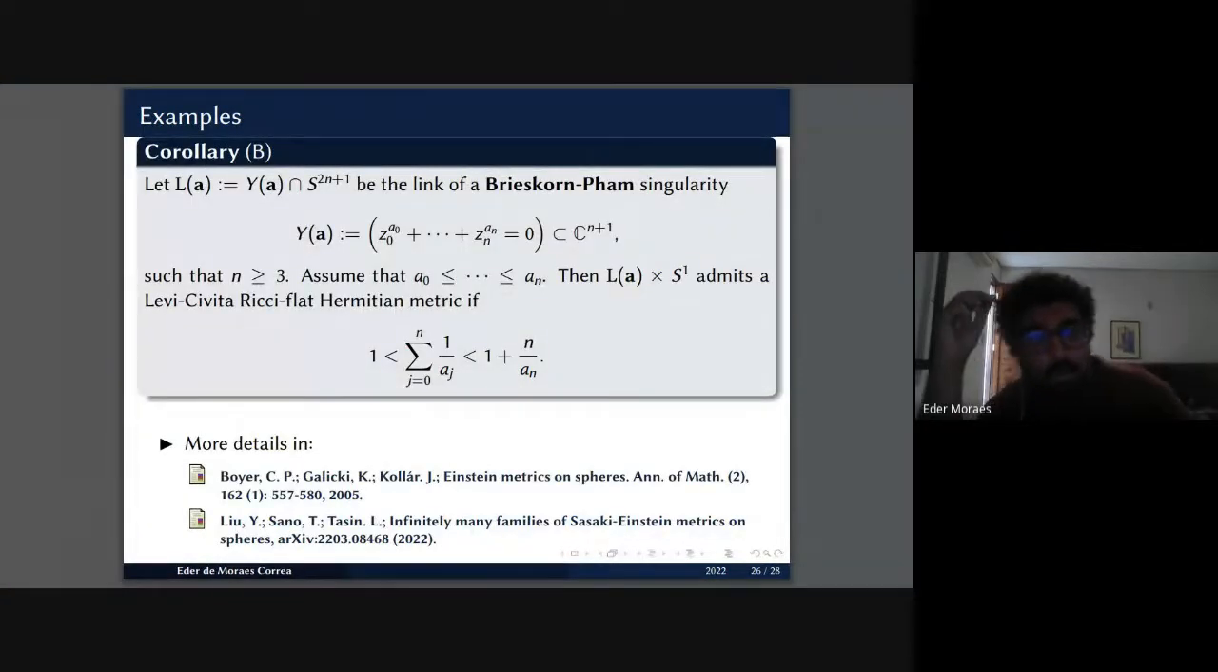So it's an application of the main theorem. If we have a link of an isolated singularity in this way, we can equip it with a Sasaki-Einstein structure if we have this condition on the string of integer numbers here. So we can apply the theorem for this type of manifold. And so this corollary gives a recipe to obtain examples of Levi-Civita Ricci-flat manifolds out of the homogeneous setting, right?